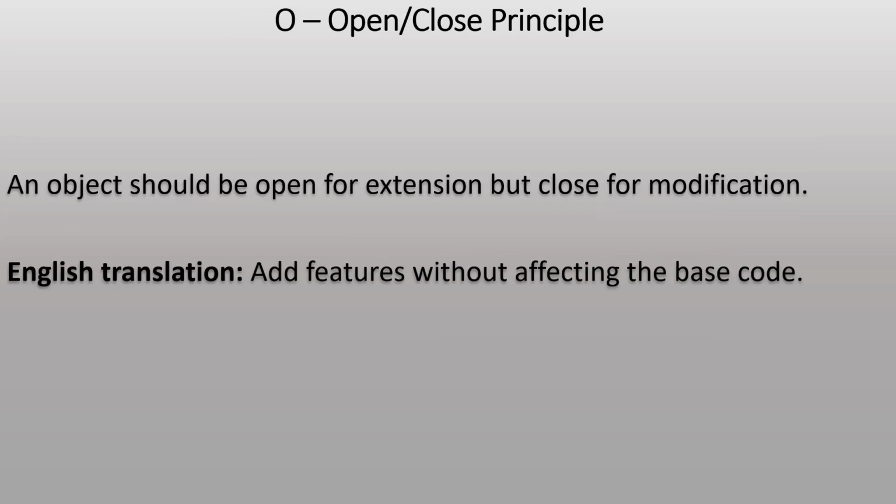Okay, so the next one is the open-closed principle. An object should be open for extension, but closed for modification. What does that mean? English translation, add features without affecting the base code. And I'll show you how these things work, and I'll show you also how you'll use design patterns to implement this type of thing. But anyway, let's just get to the next one.